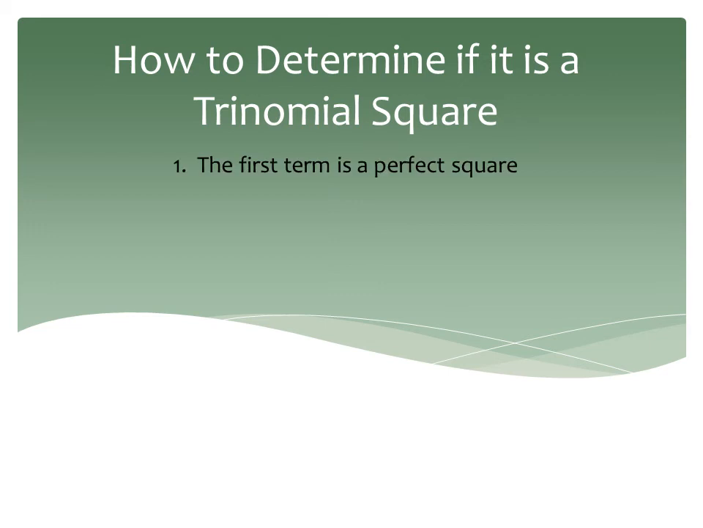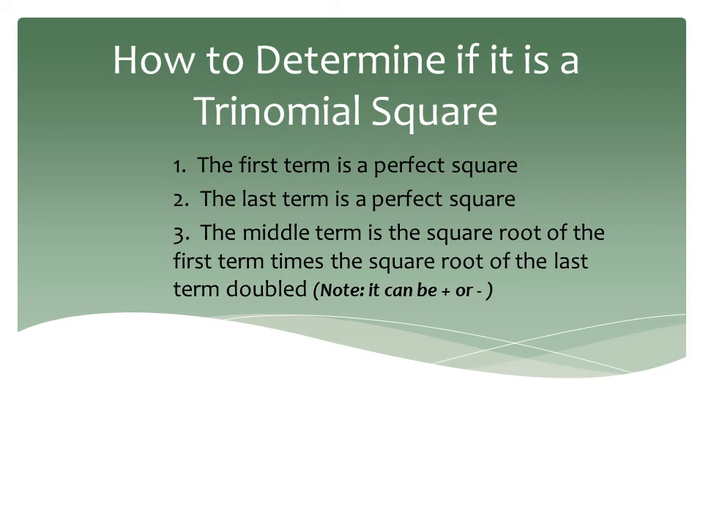The first step is to look at the first term to see if that's a perfect square. Now we know a perfect square means that the square root of the number or the variable or both combined is a perfect square. Next, look at the last term and see if that is a perfect square. And lastly, the middle term is the first term multiplied by the last term and doubled, or multiplied by 2. Note that it can either be positive or negative.